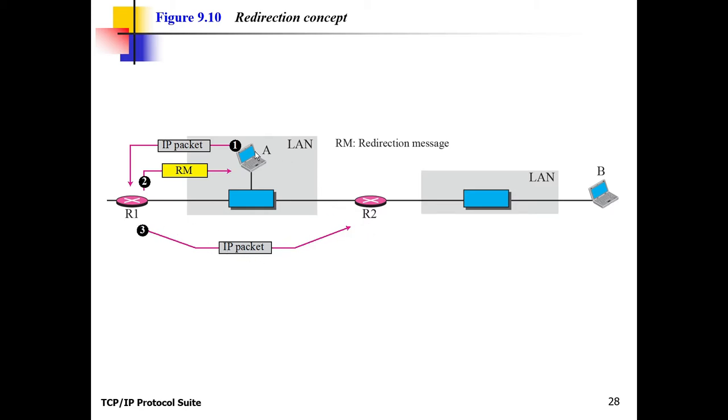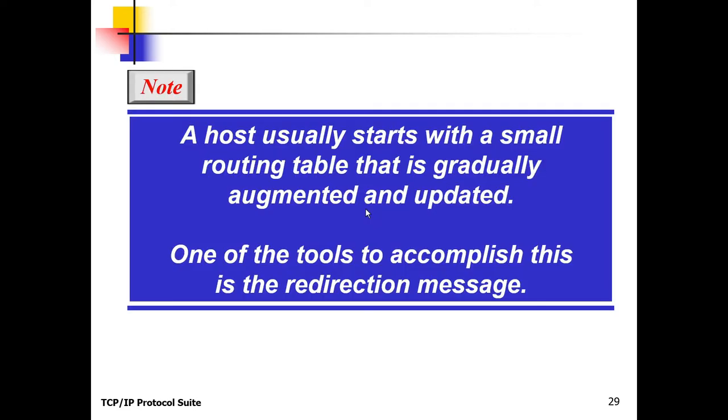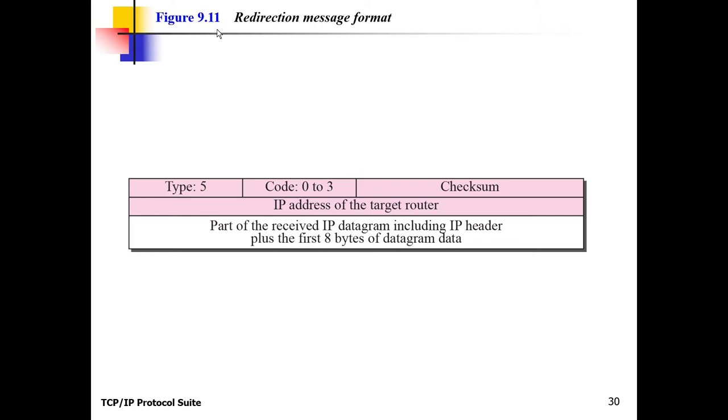So router 1 will send the IP packet to router 2. Router 1 could have done that without informing A. There is no problem, but A will keep making the same mistake. So rather, it will send the packet to router 2 and send the redirection message to host A. The next time, host A, instead of sending it to router 1, knows it has to send it to router 2. As simple as that. Very smart, very clever. As you see, the system is built in a very robust way. A host usually starts with a small routing table that is gradually augmented and updated. One of the tools to accomplish this is the redirection message. So that's the redirection message format.